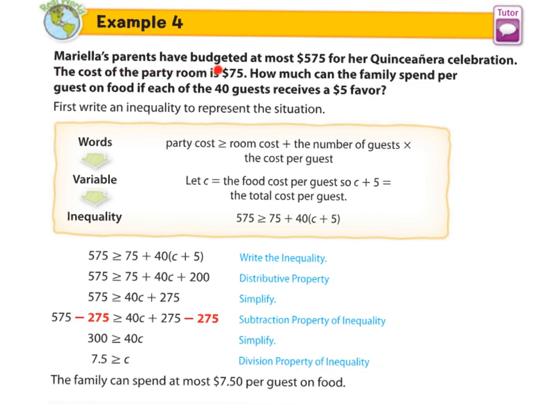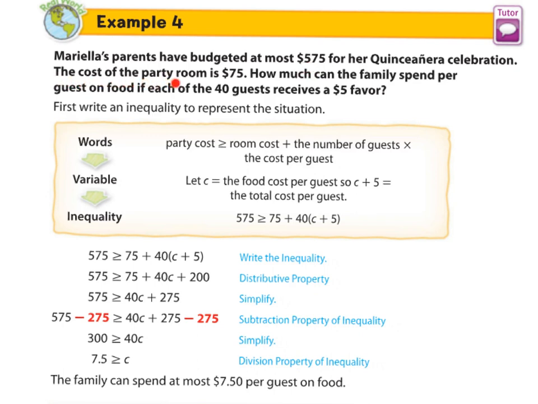Mariela's parents have budgeted at most, the very most, $575 for her quinceañera celebration. Quinceañera is when a girl turns 15. It's a Spanish celebration of when a girl becomes a woman, right? That's usually a relatively big party. So at the very most, they've budgeted $575, no more than that. So this is the maximum amount. Whatever they want to use should be less than this amount.